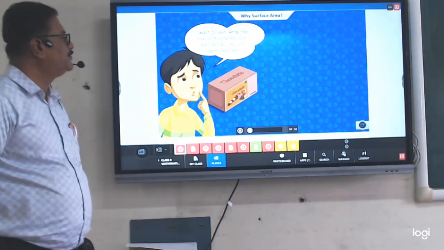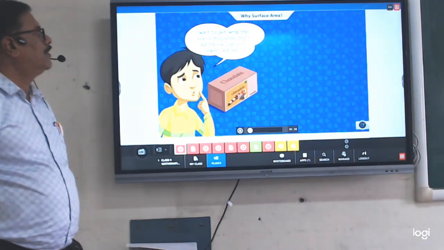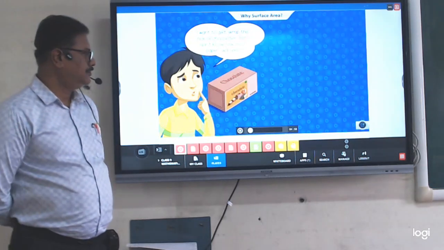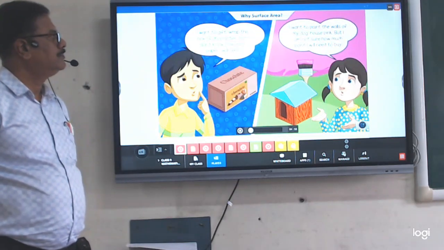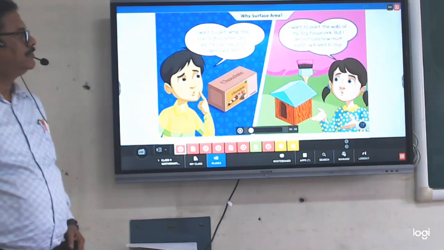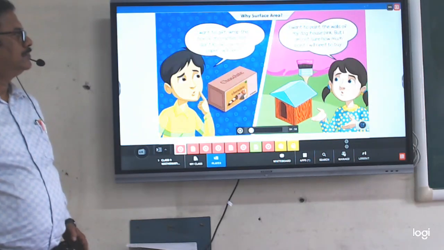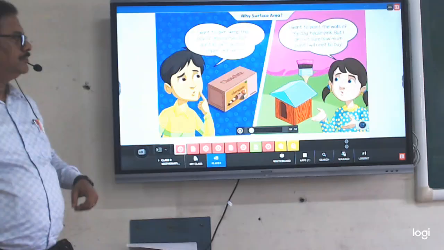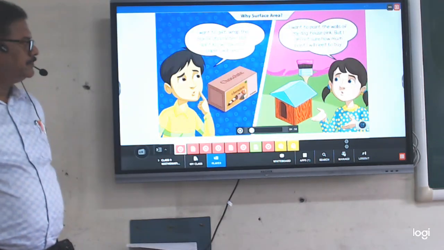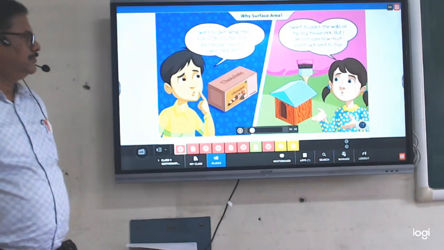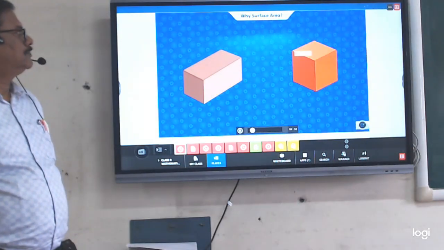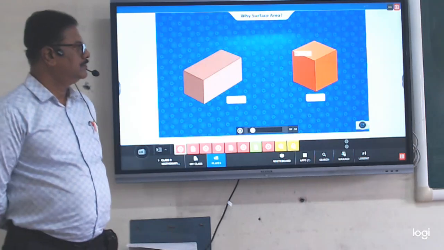A box of chocolates. How much paper will you need? How much paint will you need to paint the walls of a doghouse pink? Knowledge of surface area will help Rahul and Priya figure out how much paper and paint they will need respectively. Let's learn more about surface area of cuboids and cubes through this animation.